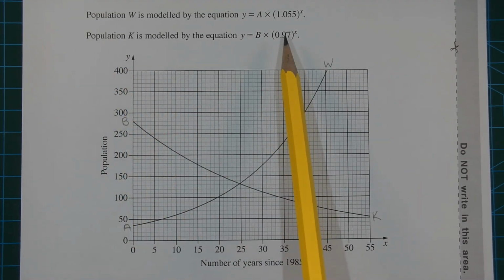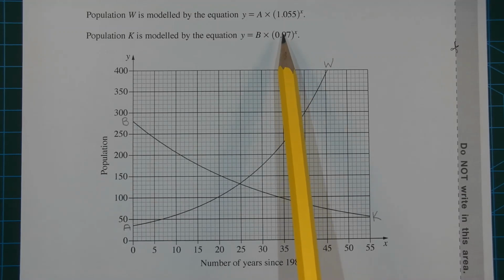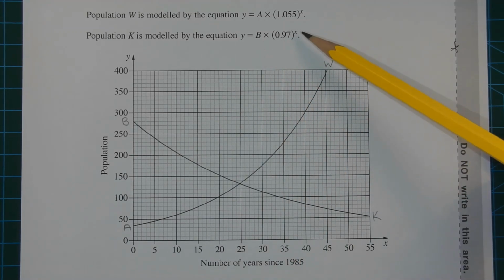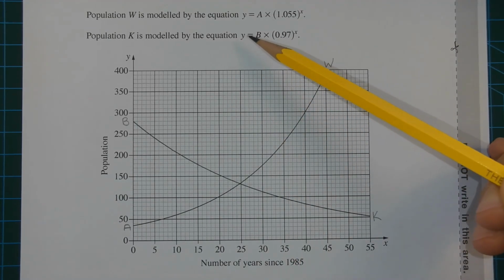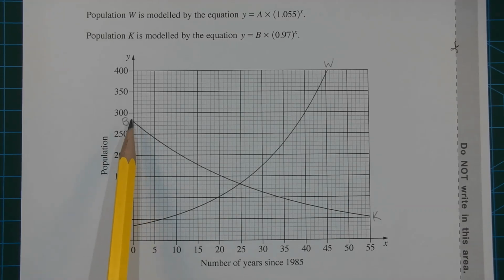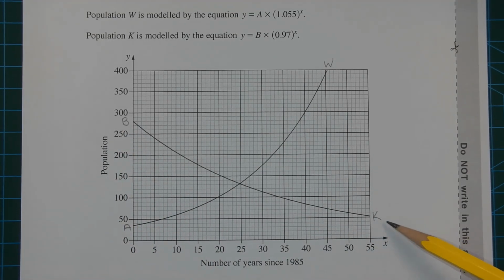Population K has a base that's less than 1 but greater than 0. As x gets larger, y is getting smaller. So the population of K is decreasing over time, and I've labelled that as such.